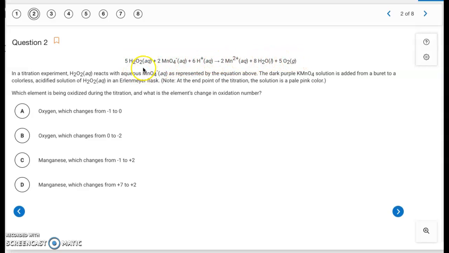Now this one's a tough one because of this H2O2 right here. This is a situation that comes up just once in a while. This H2O2 is hydrogen peroxide, and in peroxides, oxygen has a -1 oxidation state, or -1 oxidation number. So this oxygen right here is going from -1 over to 0 on the product side. So it's going to be letter A, oxygen changes from -1 to 0.